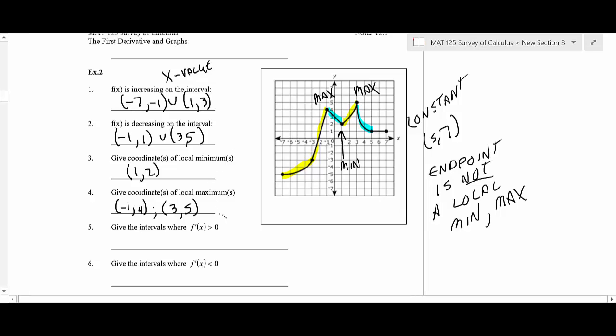Okay, what does number 5 mean? Increasing. Exactly. This is the same thing as increasing. This is saying, where is the tangent line positive? Well, that means where it's increasing. So you could just rewrite the same answer as we got on number 1. Okay, I want you to know that.